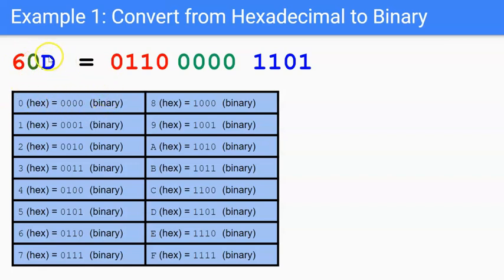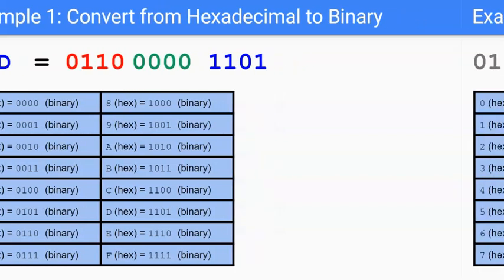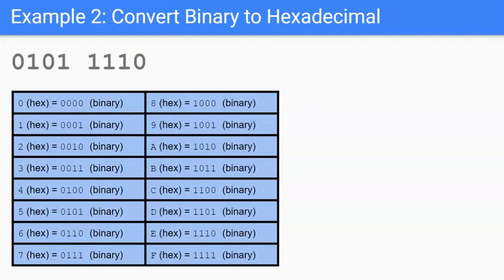And then the letter D, if we look it up: if A is 10, B is 11, C is 12, D is actually the number 13. On our list, 13 is represented as 1101. We add that together. Congratulations. If you wanted to represent 60D, a hexadecimal number, as a binary number, it would be the combination of those 12 zeros and 1s. And this also works in the opposite direction.